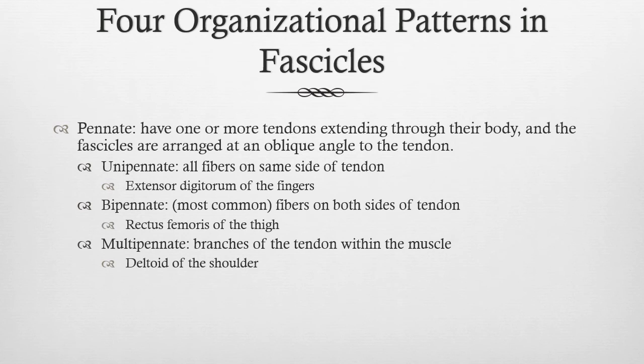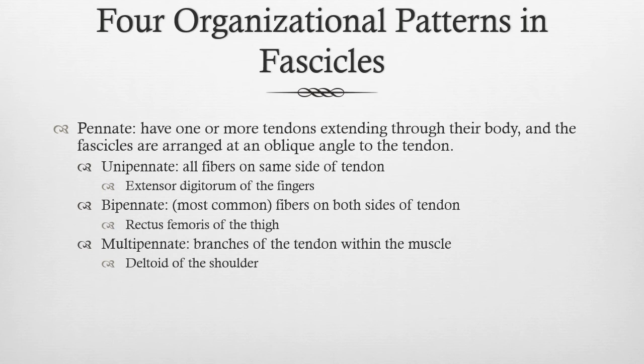Next up, we have pennate types. And so we have unipennate, bipennate, and multipennate. And basically what this starts to describe is how many heads the muscle has. Unipennate muscles are things like our forearm muscles, such as the extensor digitorum of the fingers. In our forearm, we have individual muscle cells and individual muscles, and they all converge down into a single tendon that comes down.